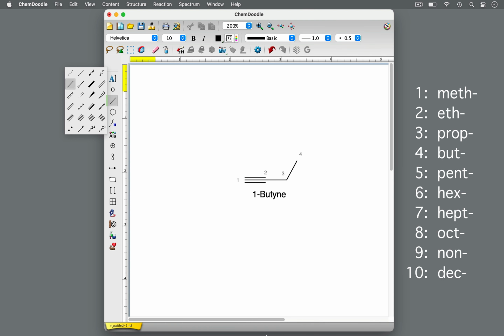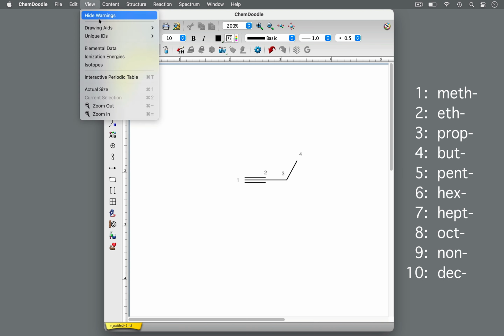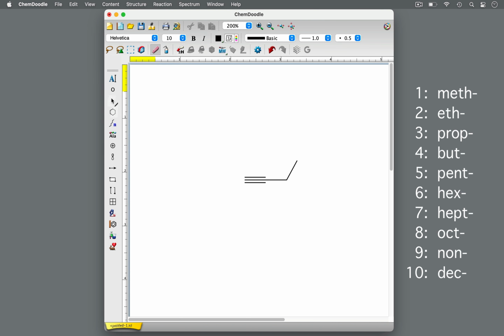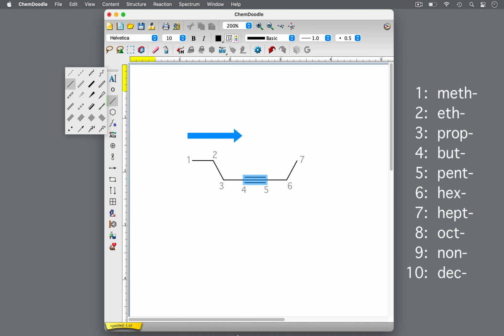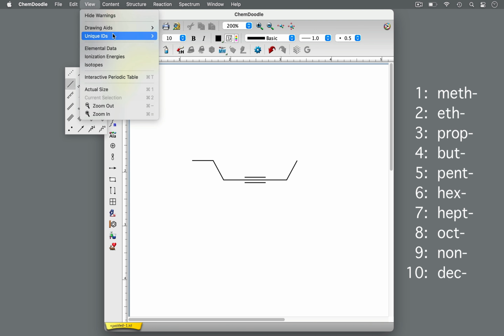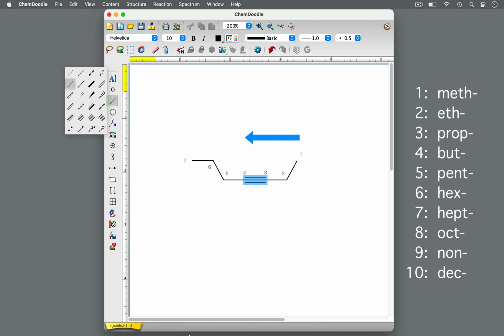Keep in mind that numbering of the parent chain begins at the end closest to the triple bond. Drawn in this way with the terminal triple bond on the left, numbering begins on the left and goes to the right. Let's see what happens when we add 3 carbon atoms to the left of the triple bond. Numbering from the left puts the triple bond starting at carbon 4. If we number from the right, the triple bond begins at carbon 3. 3 is smaller than 4, meaning the triple bond is closer to the right end of the chain, so numbering from the right is preferred here.